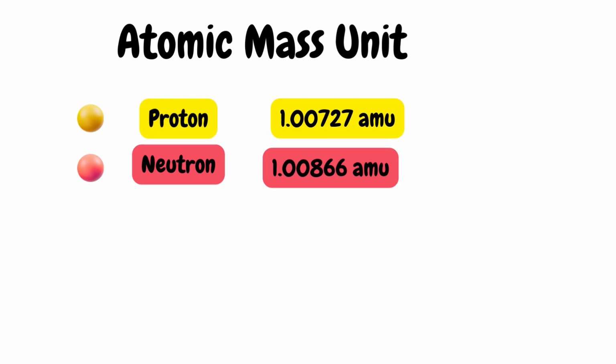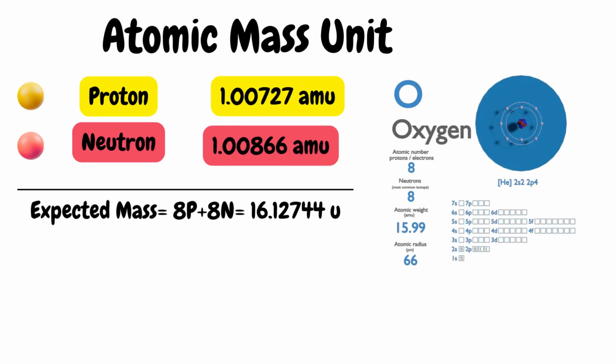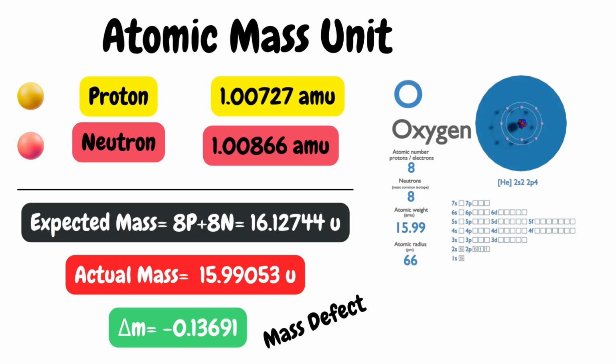Let's use a real-world example, the nucleus of an oxygen-16 atom. It's pretty common, and it has 8 protons and 8 neutrons. So if you just add it all up, 8 times the mass of a proton plus 8 times the mass of a neutron, you'd expect the total mass to be 16.12744 atomic mass units.